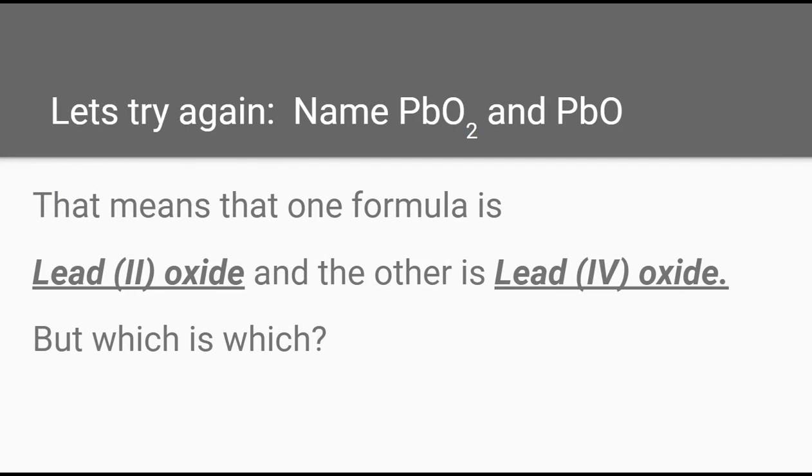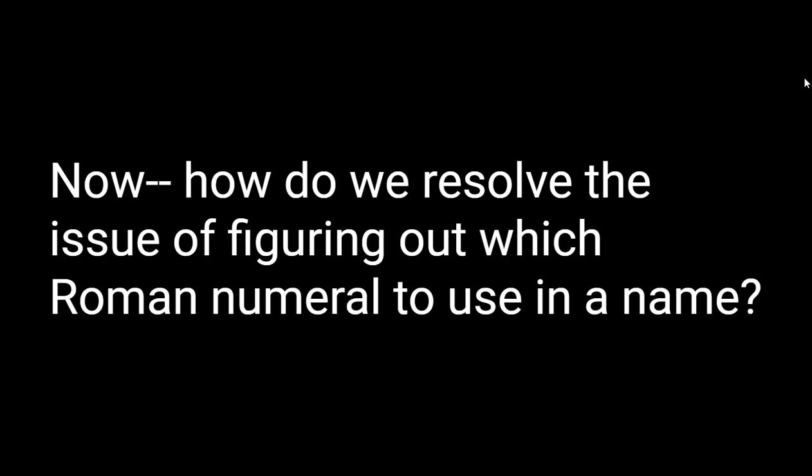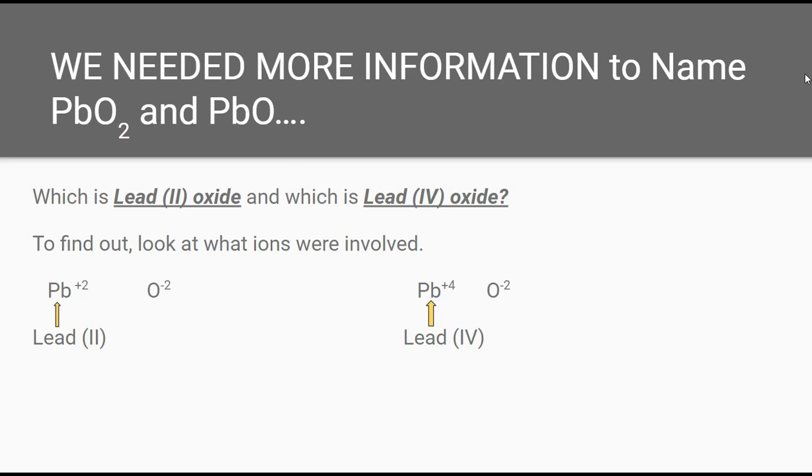So let's try that again. Name PbO2 and PbO. That means that one formula is lead Roman numeral 2 oxide and the other is lead Roman numeral 4 oxide, but we have to know which one is which. So we're going to have to do some reverse thinking and think about how the formula was written in the first place. To find out which is which, let's go back and look at the formulas. If we need more information to decide which one is lead 2 oxide and which one's lead 4 oxide, let's look at what ions could have potentially been involved.